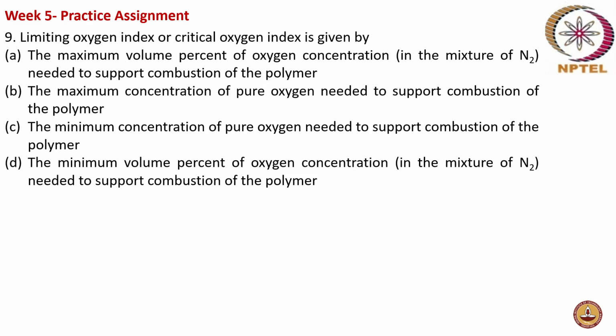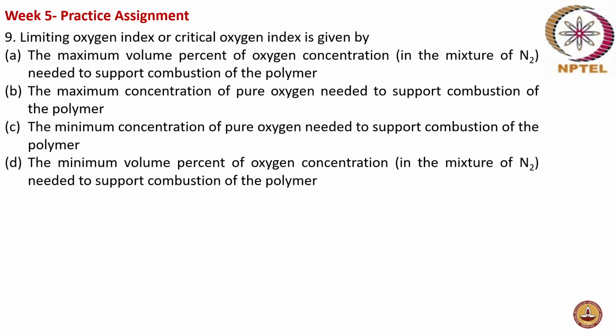Now let's go on to the next question. Limiting oxygen index or critical oxygen index is given by the maximum volume percent of oxygen concentration in the mixture of nitrogen needed to support combustion of the polymer, or the maximum concentration of pure oxygen needed to support combustion of the polymer, or the minimum concentration of pure oxygen needed to support combustion of the polymer, or the minimum volume percent of oxygen in the mixture of nitrogen needed to support the combustion of polymer? Which one of these is right?